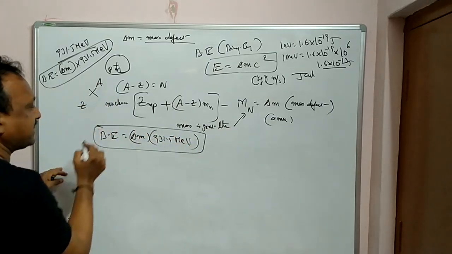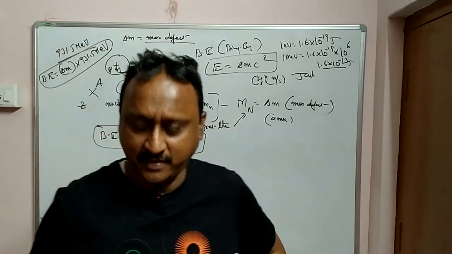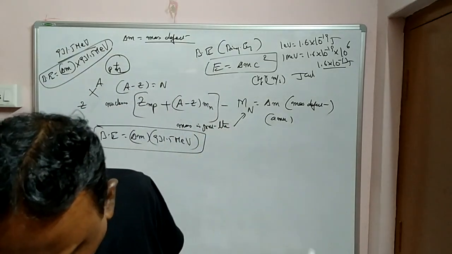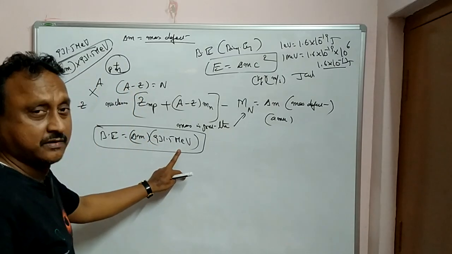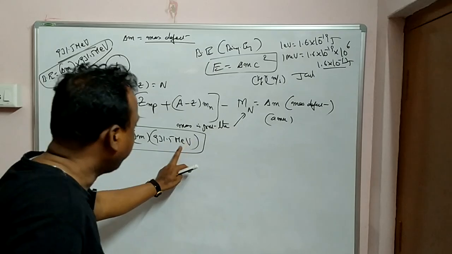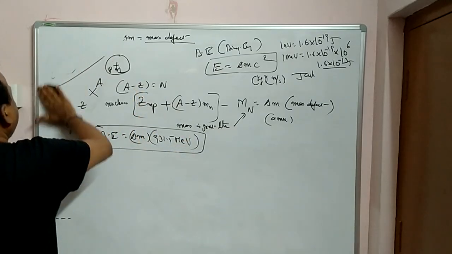This is the binding energy value of the final one. Clear? So like that we will be calculating the mass defect and binding energy in million electron volts, not in electron volts, please, MeV. Clear?